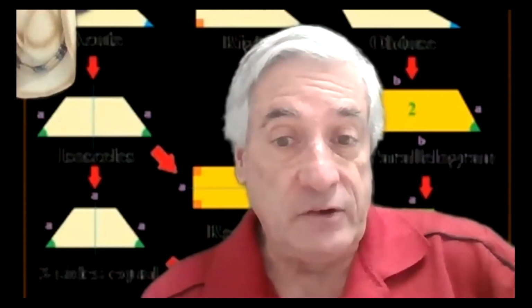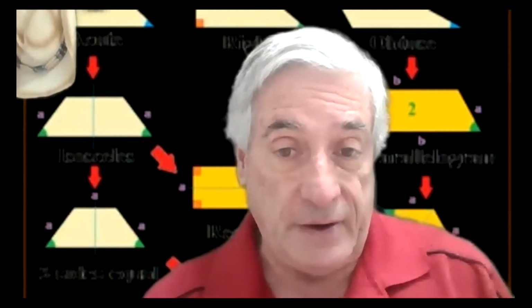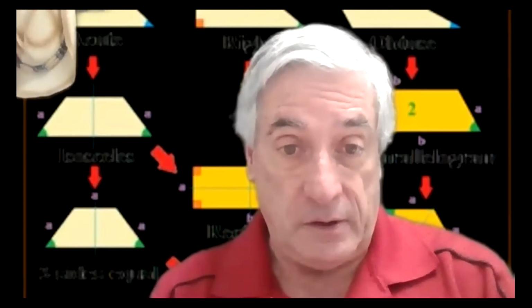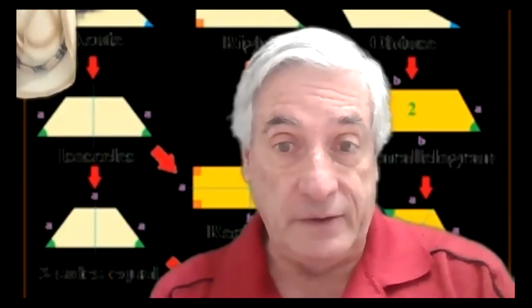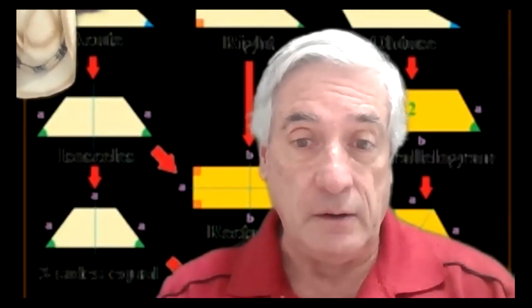Okay, this is the last quad that we are going to talk about. It's the square. We've already done the kite and the trapezoid, and they're kind of weird. But we did the parallelogram, we did the rectangle, we did the rhombus. Now it's time to talk about the square.